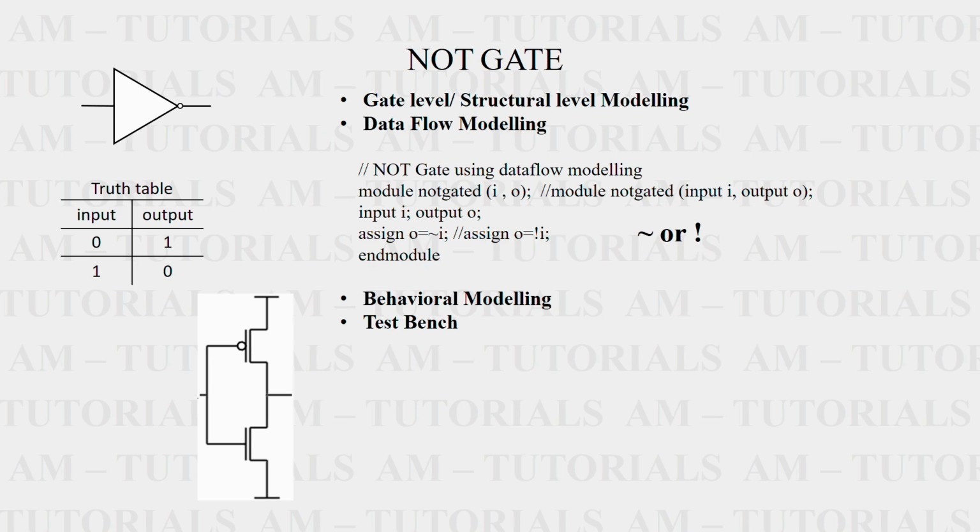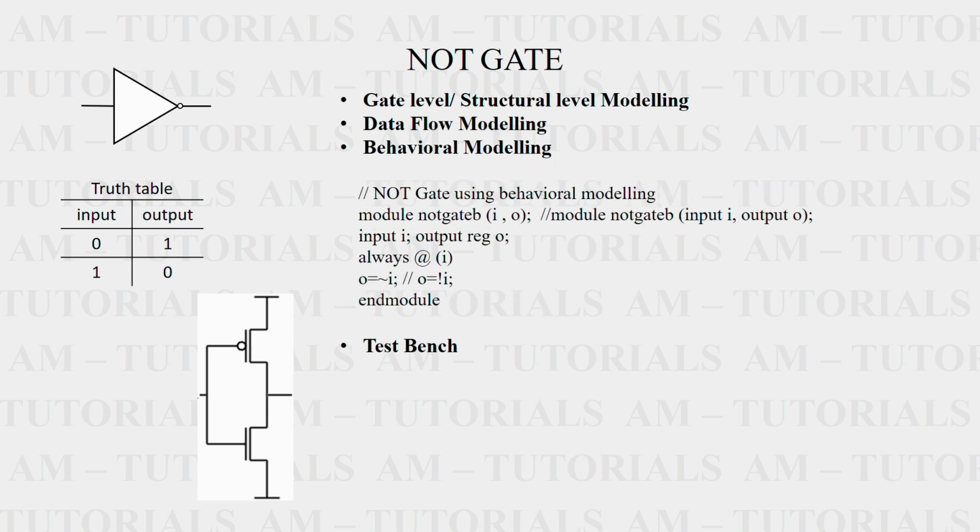The third type of modeling is, behavioral modeling, where we use always block. This block will help us to run the program, or our code in loop. But the main difference in behavioral modeling, and the other two types is, how we declare the output. The output port is declared as a register, using a keyword reg.